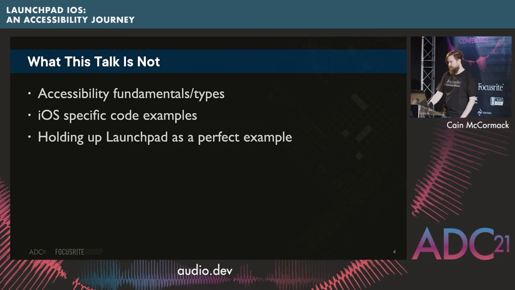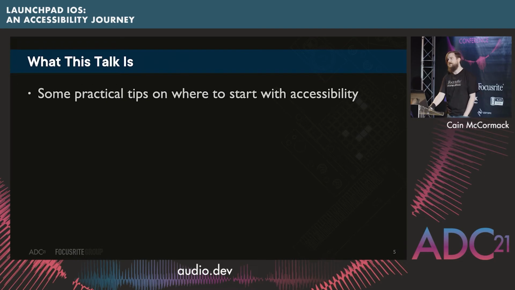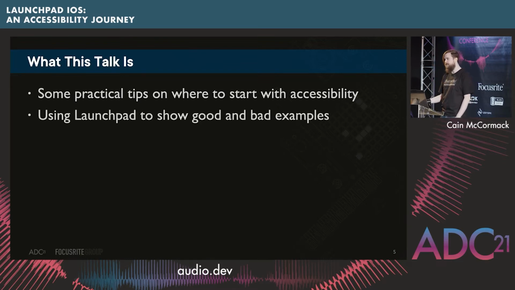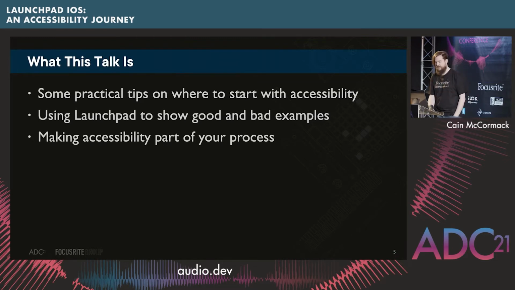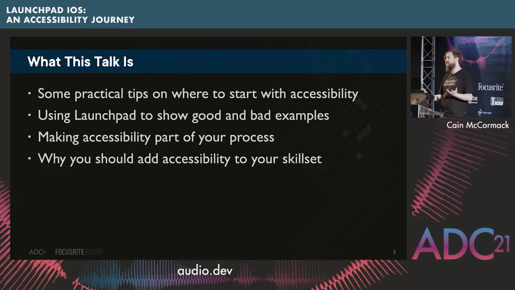So what is this talk then? It's some practical tips on where to start, the topics we tried to handle in the order we handled them. We're going to use it to show some good examples of accessible design, some bad examples. It is quite front-end focused, but that's just the nature of accessibility. It's about interacting with your app. We're going to talk about accessibility as a process, and why you should be the person who's starting to care about this for your team if it's not already high priority.